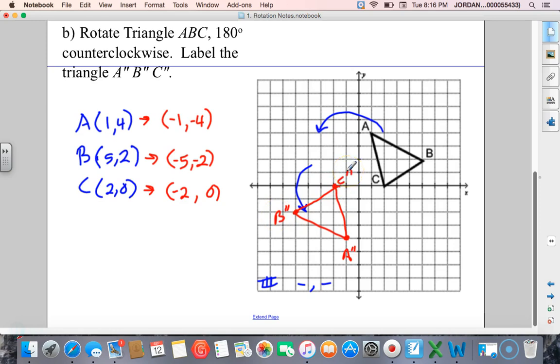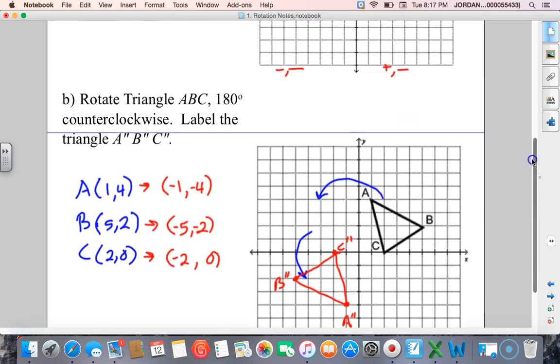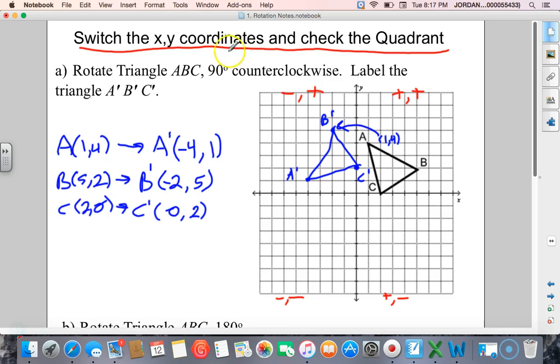Alright, so for 180 degrees, the big difference is you don't have to swap the letters, because you're essentially swapping them to get here and then swapping them back to get 180 degrees away. So that's just the thing to remember. This is the big rule: whenever you go 90 degrees, every 90 degrees you go, you need to switch your X and Y coordinates and then just check the signs in that quadrant.